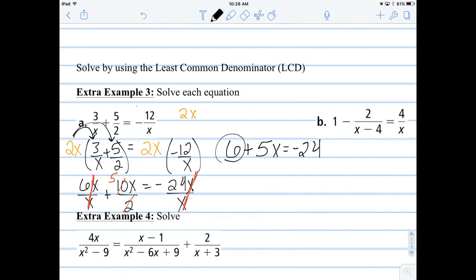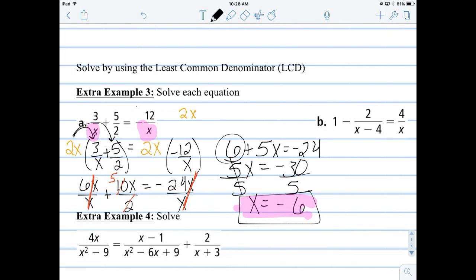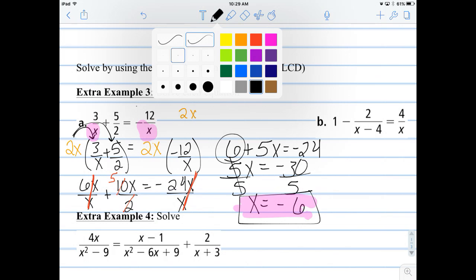I'm going to subtract that 6 from both sides. So 5x equals negative 30. Then divide both sides by the 5. X then would equal negative 6. And again, if I check this back up in the original equation for those x's, you'll find out that negative 6 will work. So there's my solution there. X equals negative 6. Okay, next example.